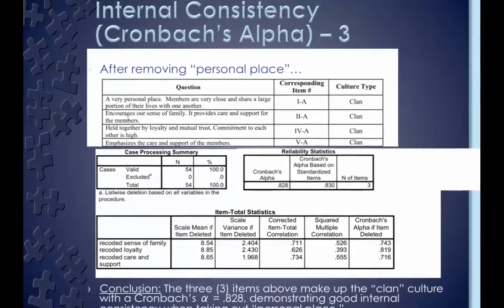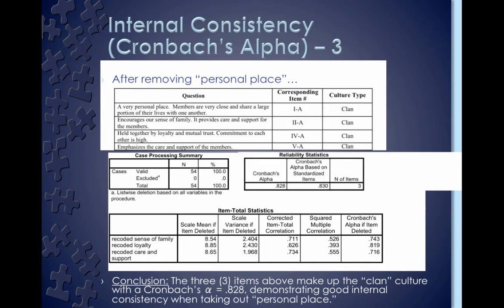So we can conclude that the 3 items above, loyalty, care and support, and sense of family, make up the clan culture with the Cronbach's alpha 0.828, demonstrating good internal consistency when we take out personal place. And we'll talk about how we know it's good, or how we know that there is internal consistency. We'll talk about what those thresholds are.